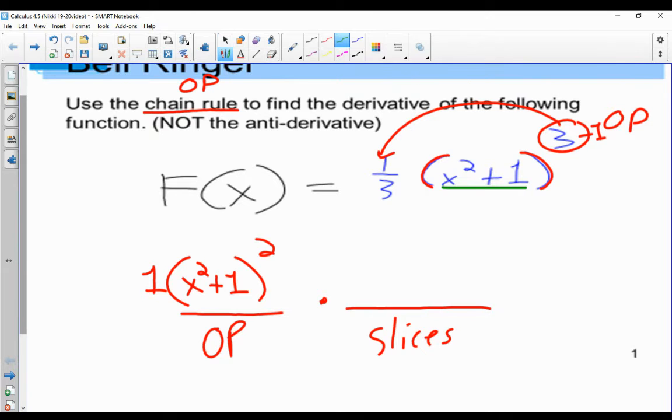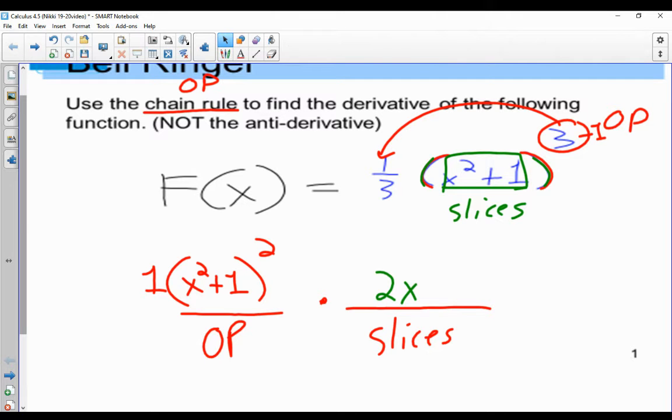Now, in the next step, all of this inside our little parentheses, that's the slices. Basically, the slices inside your orange peel. And that is what we're going to derive next. So derive x squared, you should get 2x. Derive 1, that's just 0. So that is the derivative of your slices.